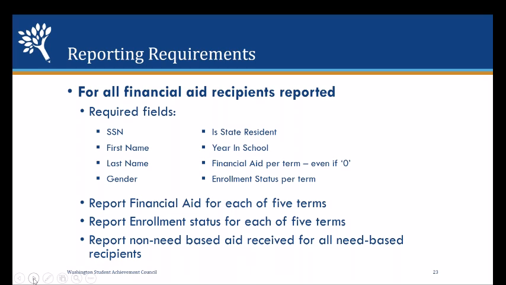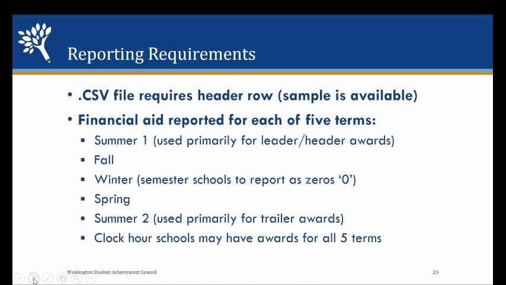Report non-need-based aid received for all need-based recipients. So if they have $1 of need-based aid, you need to report all non-need-based aid that they have received. The CSV file requires a header row, and we do have an example in the manual. And when we talk about the 5 terms, you've got Summer 1, which is primarily used for your leader awards. Fall, winter, if you're a quarter school; semester schools would report winter as 0s since they don't have a winter. Spring, Summer 2 is usually primarily for trailer awards.